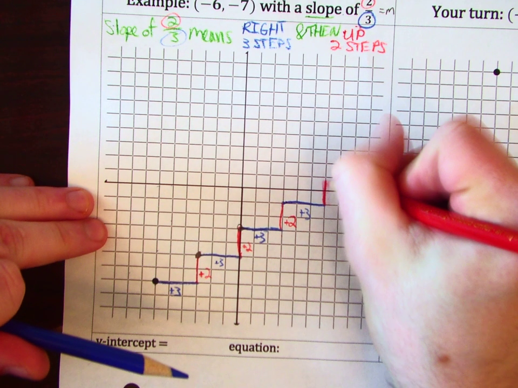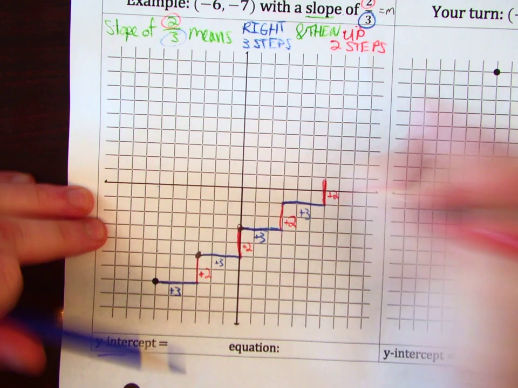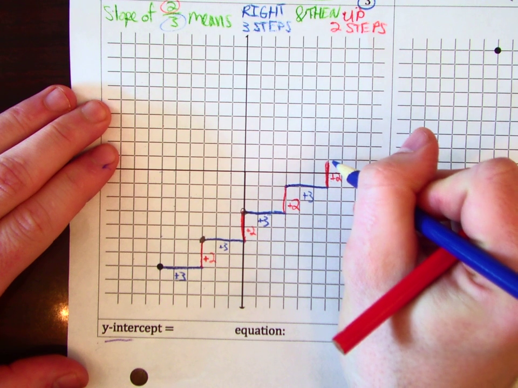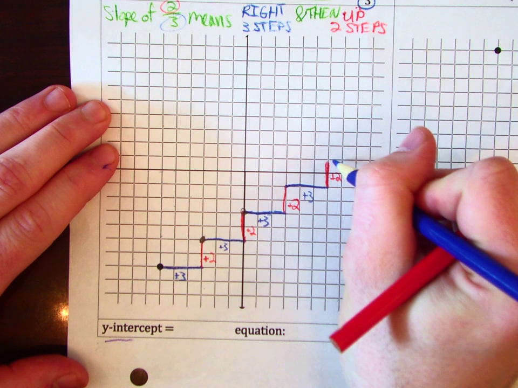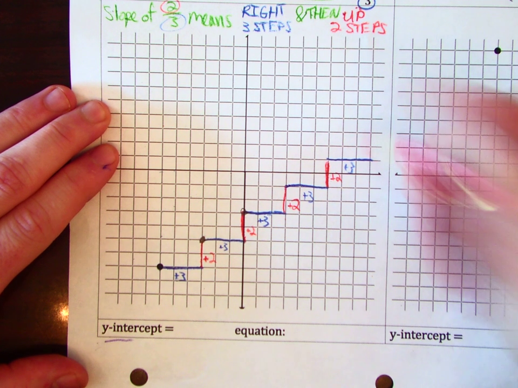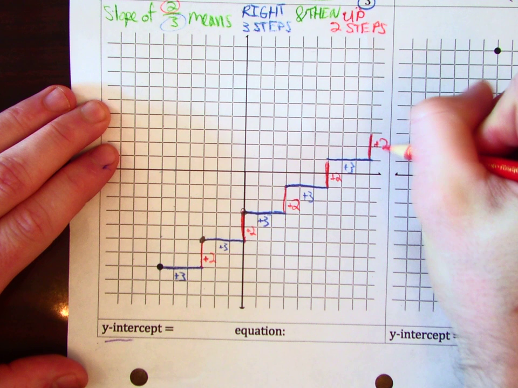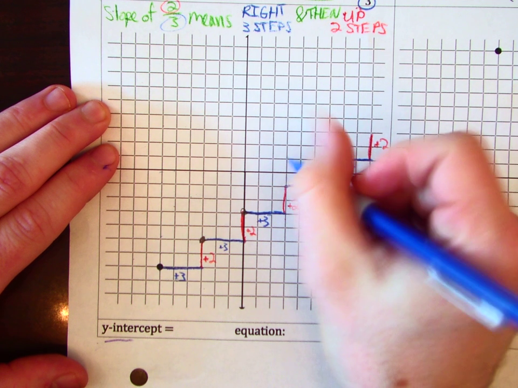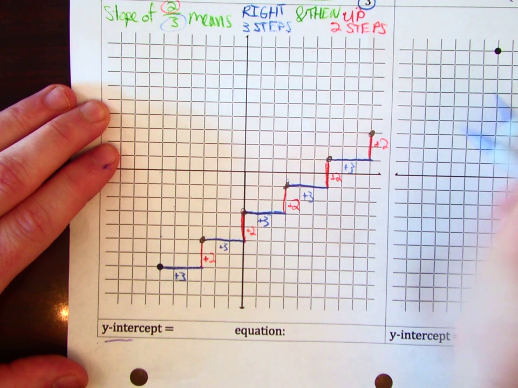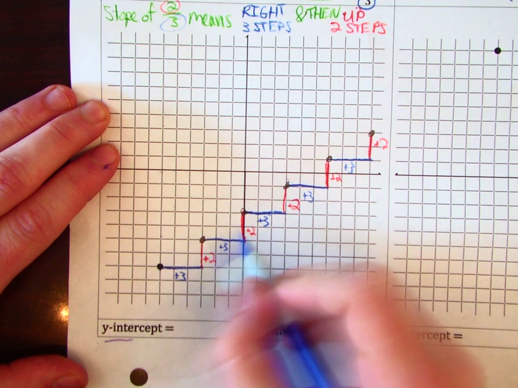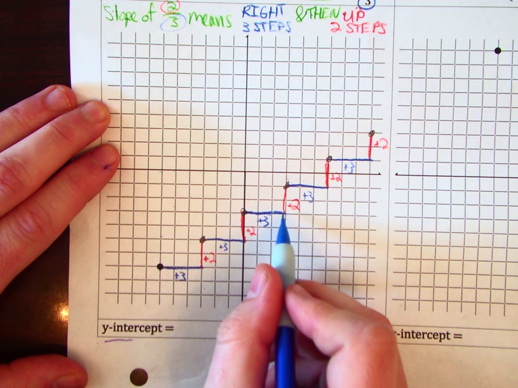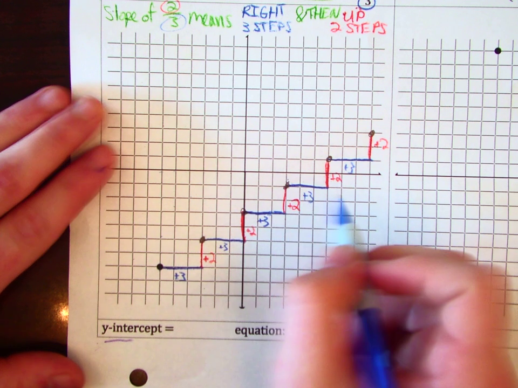So let's make sure we do one more staircase. Let's have 3 steps to the right, so +3, and then finally 2 steps up for +2. Again, every corner that we have right here is a point on our line. Notice that pattern each and every time: I go 3 steps to the right, 2 steps up.